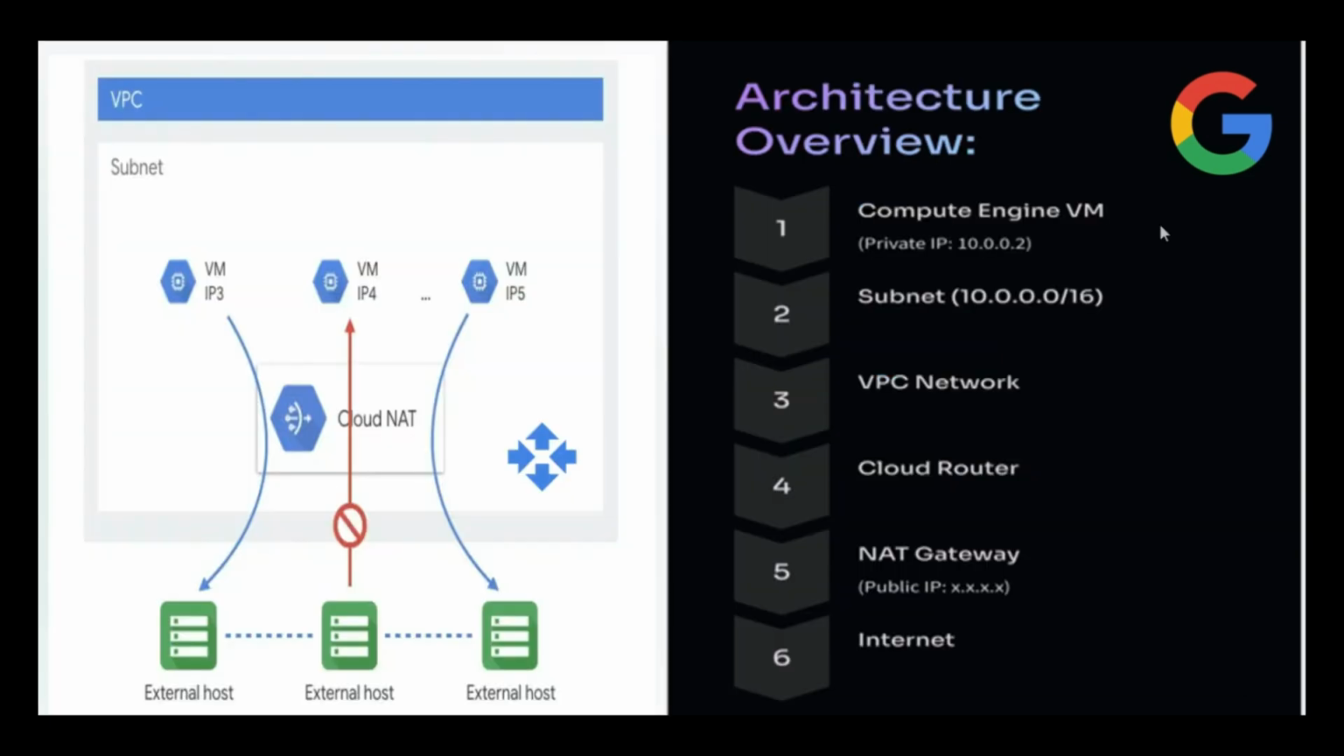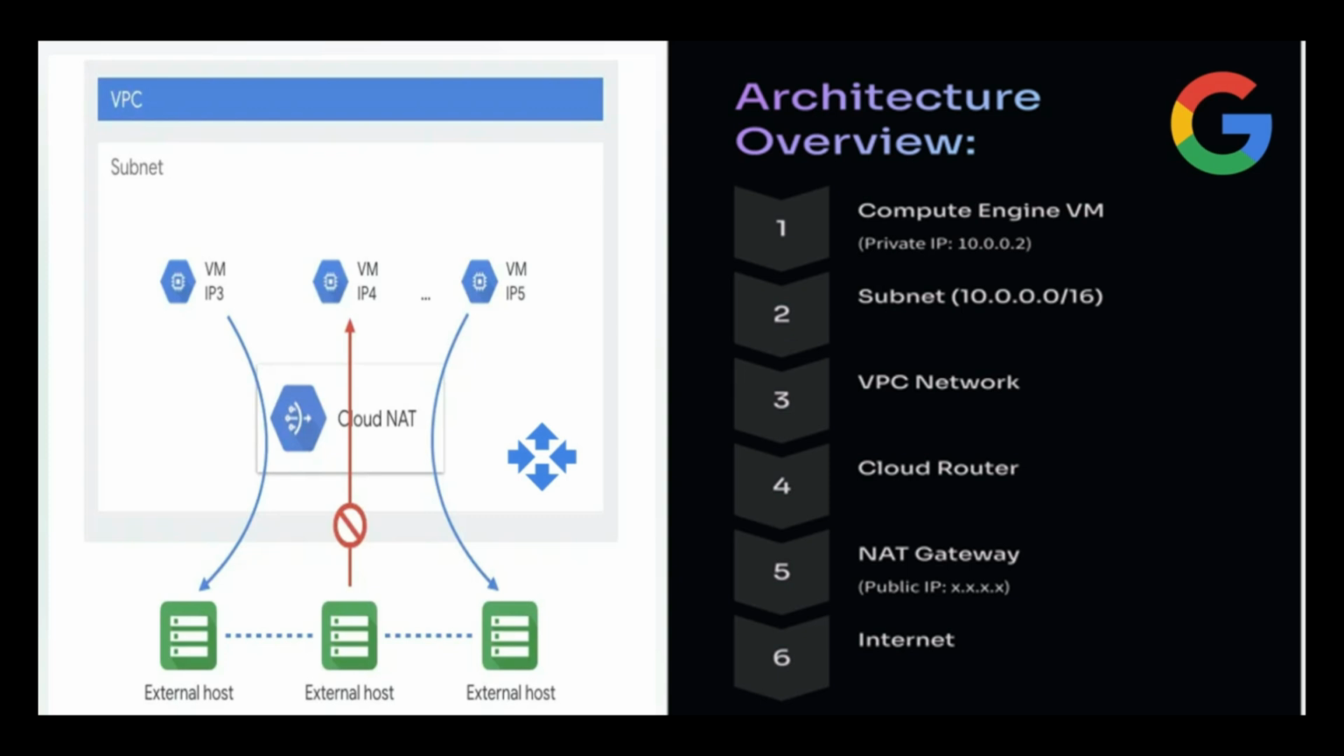Architecture overview. Here is a brief explanation of each component, one by one, in this diagram. First one is the Compute Engine VM. This is a virtual machine instance running on GCP. Next component is the subnet. The VM is part of the subnet within the CIDR block. The subnet is within the VPC network. The next component is the VPC network. The VPC network is a logically isolated network in the cloud where you can create different subnets.